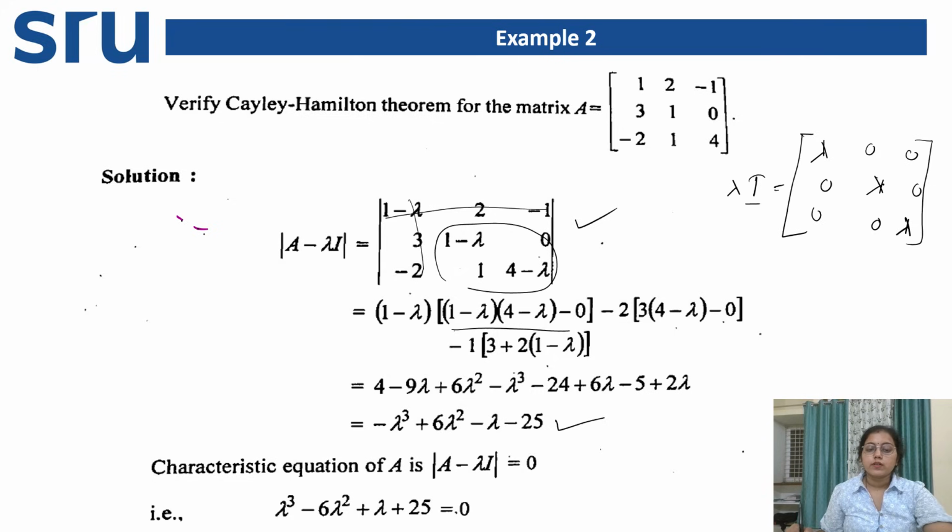So now for the verification of the Cayley-Hamilton theorem, you have to put A in the place of lambda. So you get the equation A cubed minus 6A squared plus A plus 25 equal to 0. Now you have to check whether the left hand side of this equation is equal to the zero matrix or not. For that you have to find first A cubed and A squared, and put all the values in the place of A cubed, A squared and A, and after calculation you get the zero matrix. Then only it is verified.